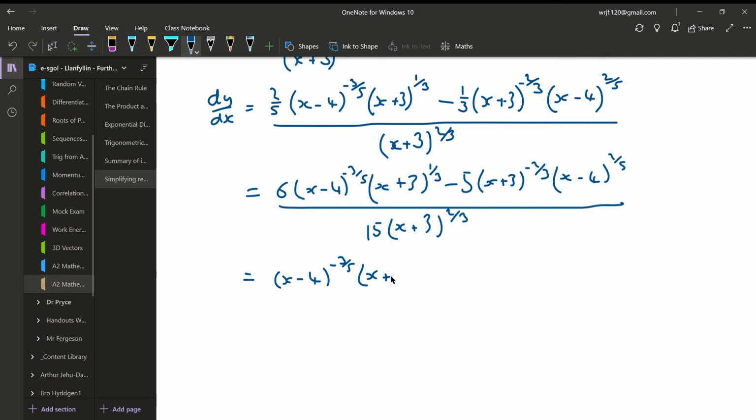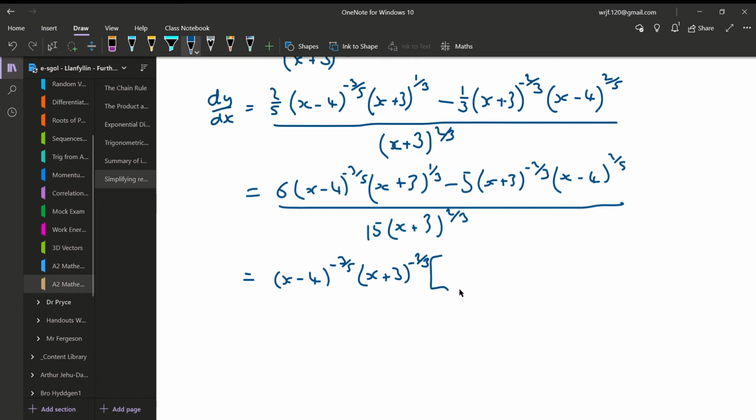And again, think about what's the lowest power I've got on an x plus 3 bracket in this numerator. So this one's got a third in the first term, and in the second term it's got a -2/3. The lowest power of those is -2/3, so that's what I take out. So there's my common factors, there's my factorising part done. I just got to work out what's left after those common factors have come out.